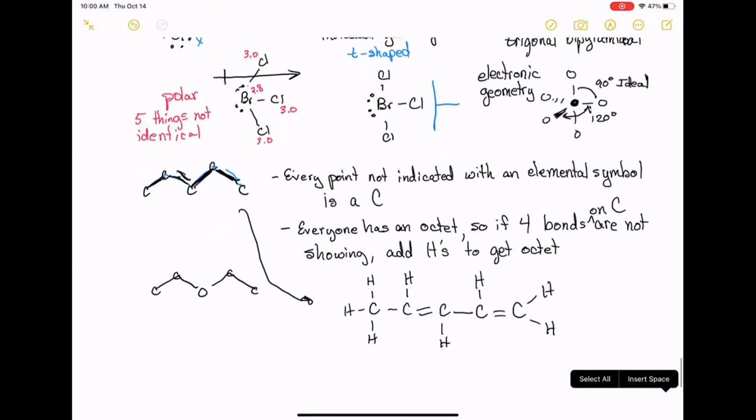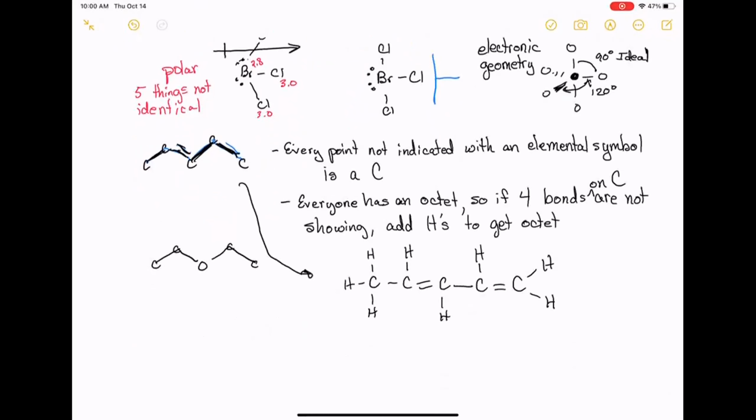So if I'm looking at this, I have a sigma bond here. I have a sigma and a pi. I have a sigma, I have a sigma and a pi. So that's how you can work through all of this. The hydrogens would all be sigma bonds. Okay, questions?